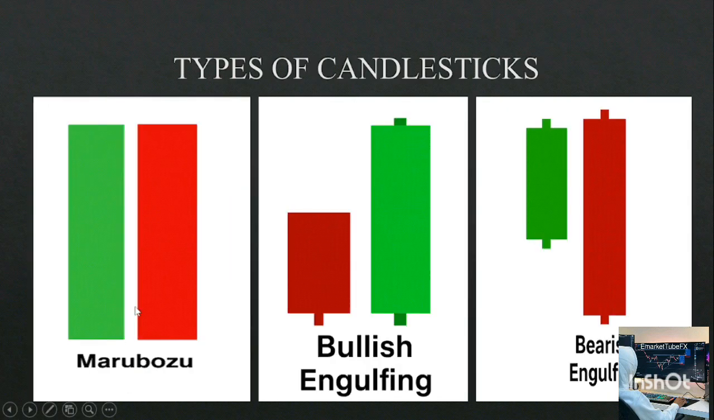Then the bullish engulfing candlestick, we talked about that one also. Then we also learned about the bearish engulfing candlestick. Then lastly, we looked at the morning star and the evening star.